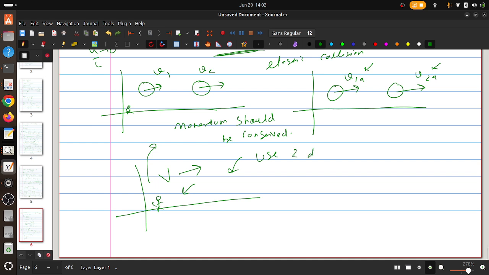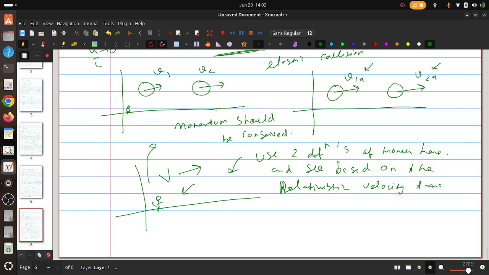Use two definitions of momentum here and see, based on the relativistic velocity transformation, which definition is correct, or rather which definition of momentum is conserved. This is a good test to do, right?